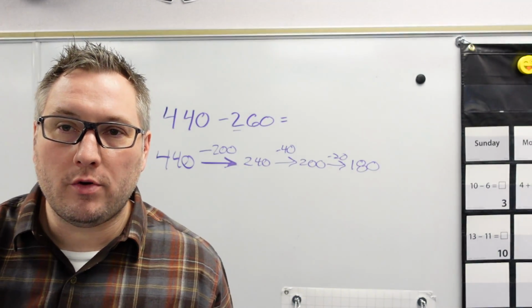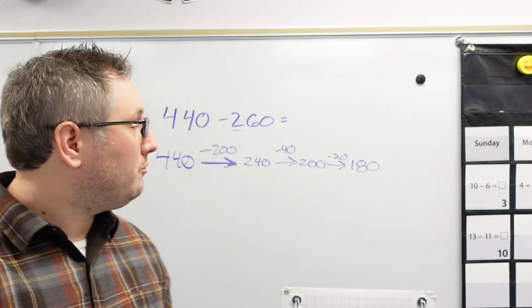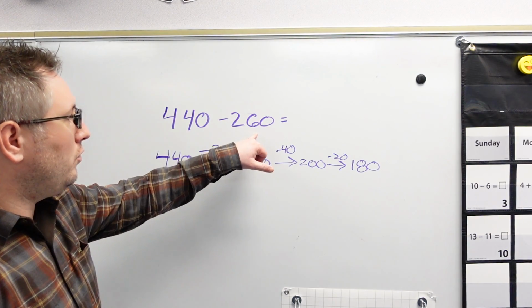So that's the arrow method. And the arrow method is just like skip counting, but you're taking away this number one little chunk at a time.